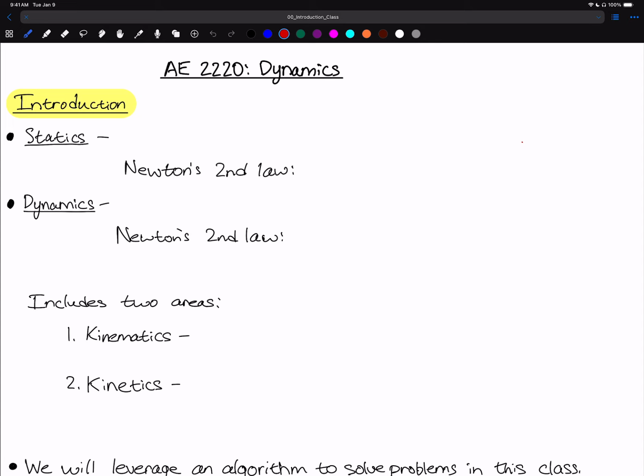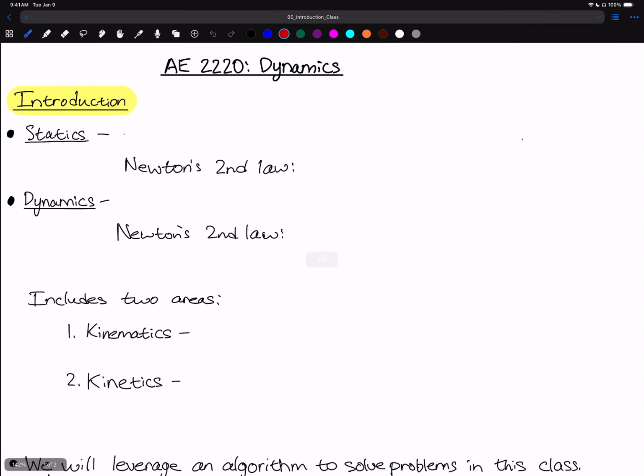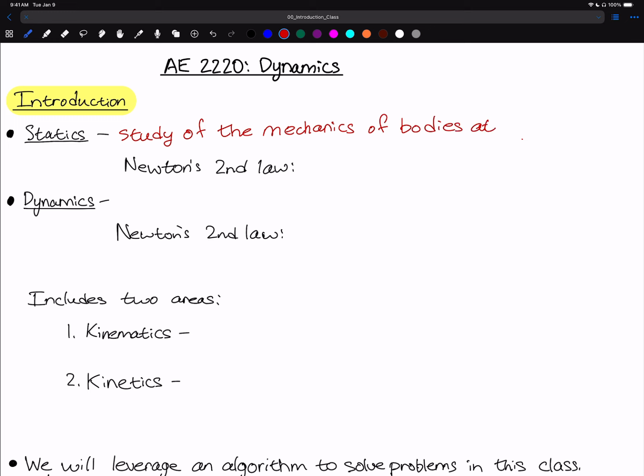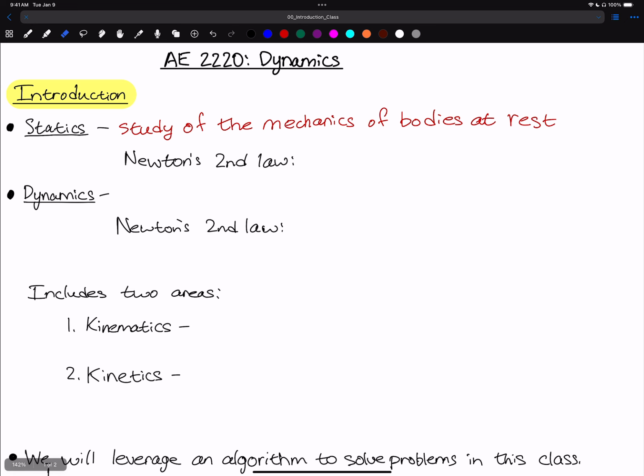So first, everyone who is taking this class has taken statics previously, and statics is the study of the mechanics of bodies at rest, meaning that there's no motion occurring. Being at rest means that the body is not moving.